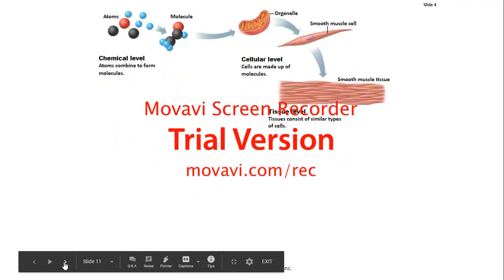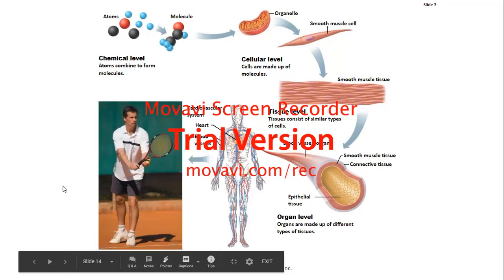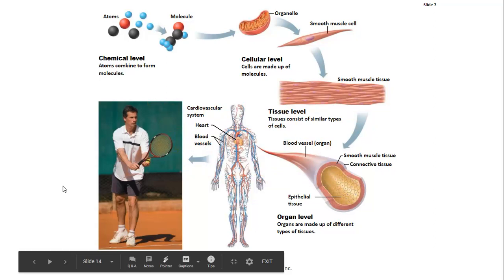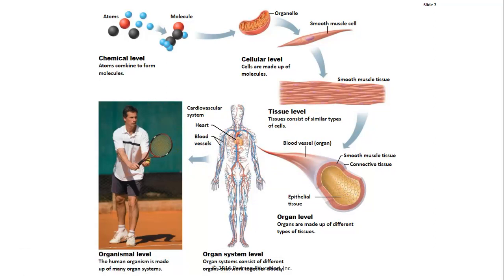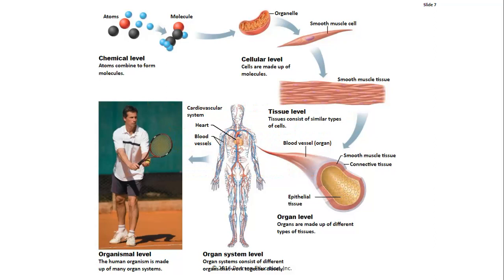So this slide just shows you what we just got through saying. Atoms come together to make up elements. Elements make up molecules. Molecules make up organelles. Organelles make up cells. Cells make up tissue. Tissues come together and make up organs. Organs come together and make up organ systems. And organ systems work together and make up the entire organism.